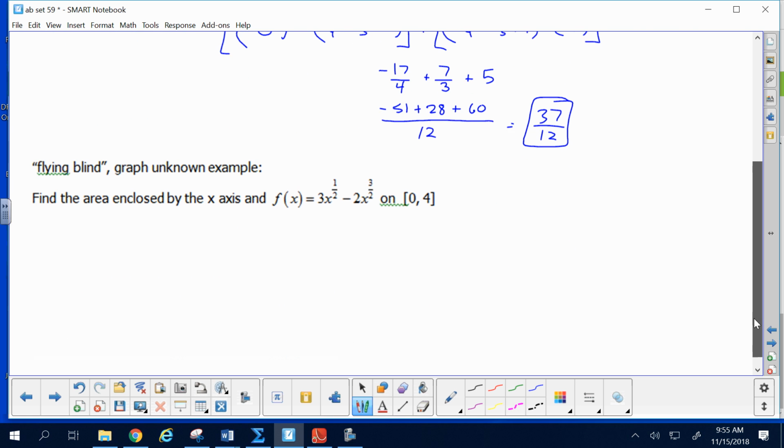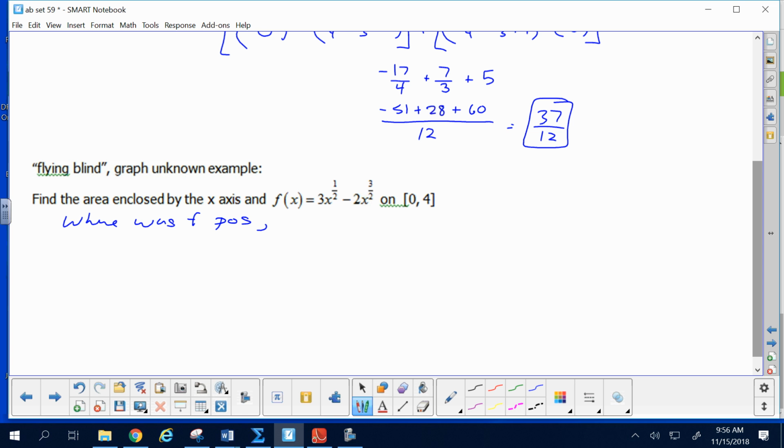Okay? The hardest problems by far are problems where you have zero idea what the graph is. Flying blind, you could say. If I say find the area enclosed by the x-axis and that curve on 0 to 4, no calculus, then you need to get a feel for where f was positive and negative so that you can deal with that negative area situation and positive area situation. And so the first thing I would do is sign test f.